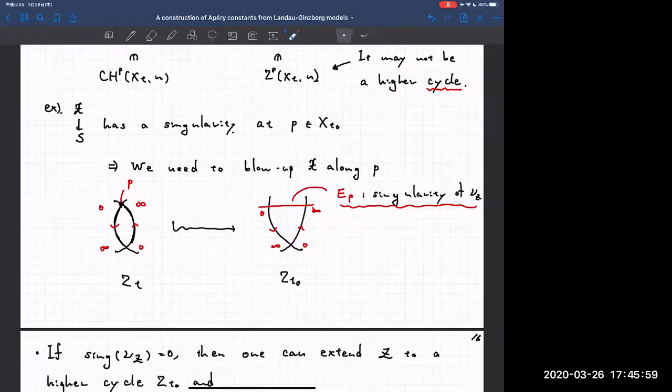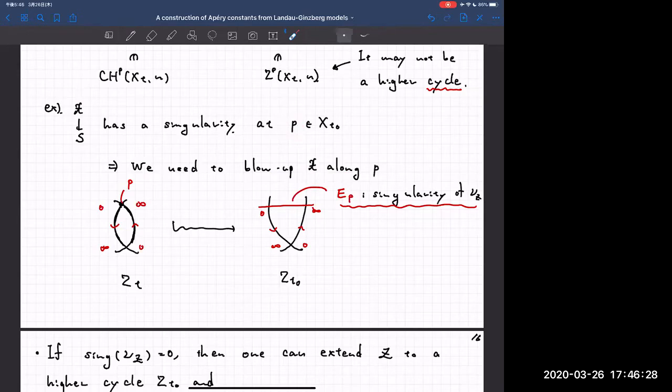When we consider a family X over S, let's assume that it has a singularity at a certain point P in the singular fiber X_t0. This is the singularity of the total space of the family, not only of the singular fiber. Then, to obtain the theory of the admissible normal function, we need a smooth X. So for this, we need to blow up X along this singular point P.